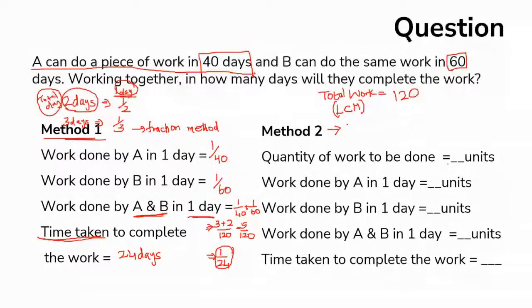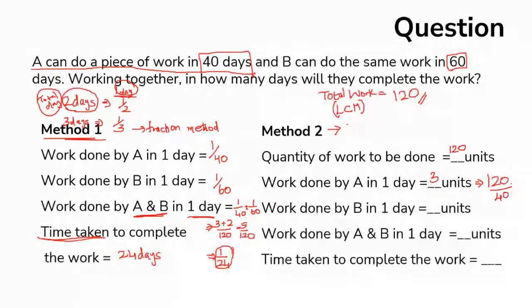So if you take the LCM value as 120, the quantity of work to be done, we assume it as 120. And work done by A in one day: the total time is 40 days. So in one day, how much work can be done? 120 out of 40 will give me one day's work. So this is going to be 3 units per day. So A can do 3 units per day.